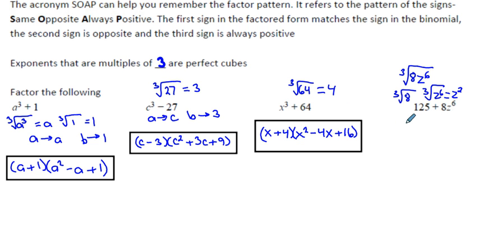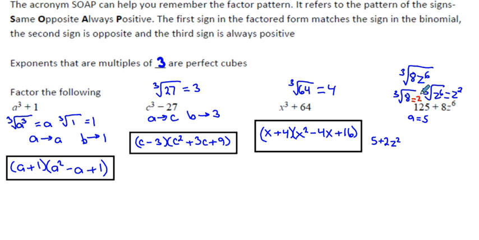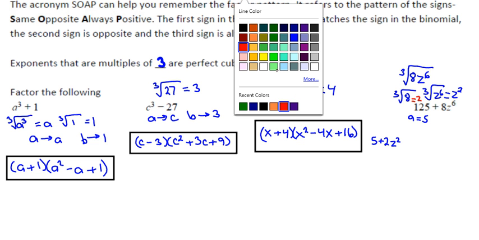Now, hopefully I can fit my answer in here. Okay, so now we've got a. We know a is going to be 5. a plus b, so 5 plus 2z squared. I'm going to go ahead and squeeze in that the cube root of 8 is 2. So we have 5 plus 2z squared.